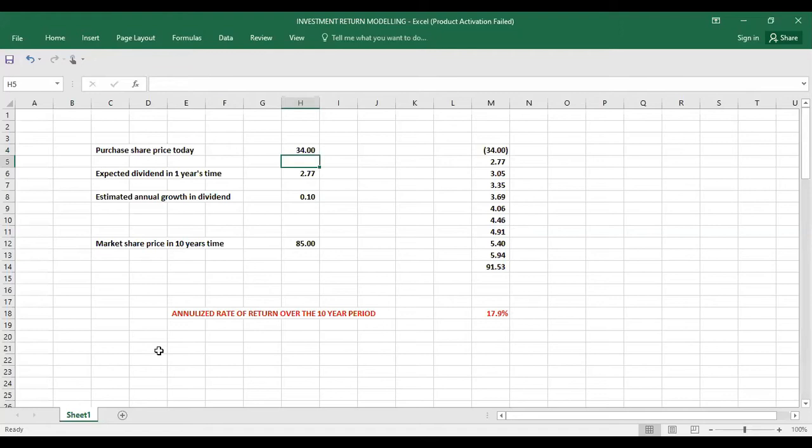So your investment return when you're investing in stocks is very much dependent on your purchase price. It is dependent also on the dividend that the company is able to pay over time.